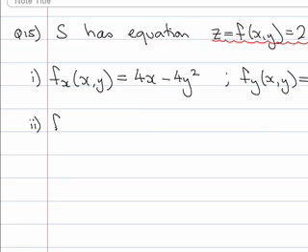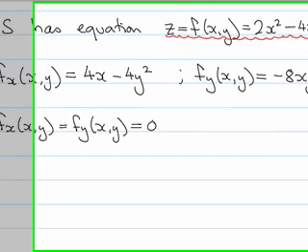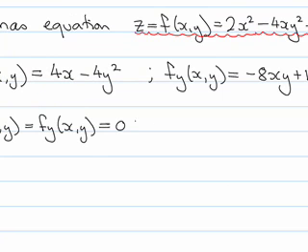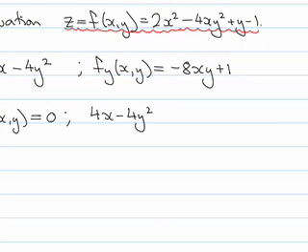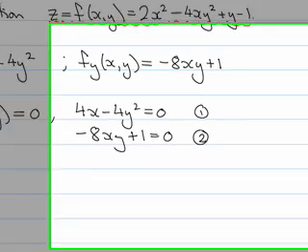So at a stationary point, both partial derivatives are 0, so they're going to be equal to 0. So this gives us two equations. We get the equation 4x minus 4y squared is 0. I'll call that equation 1. We get minus 8xy plus 1 is equal to 0. I'll call that equation 2.